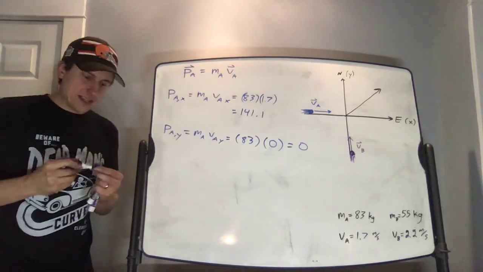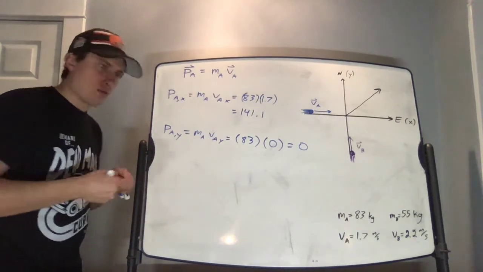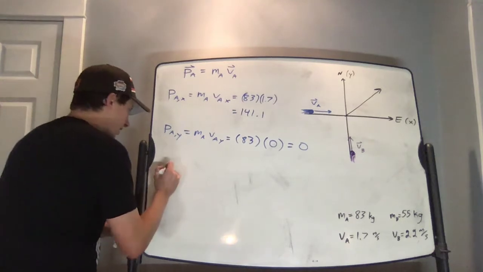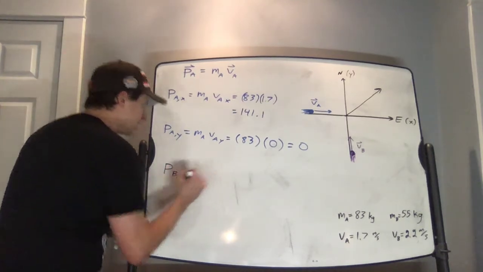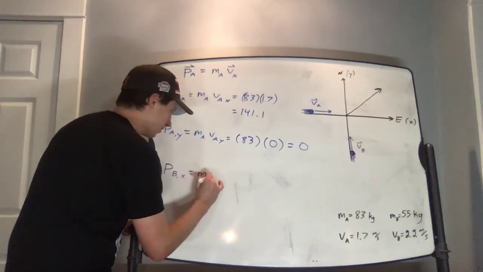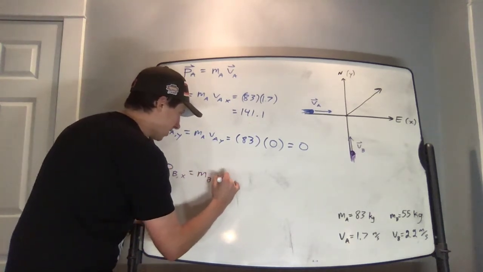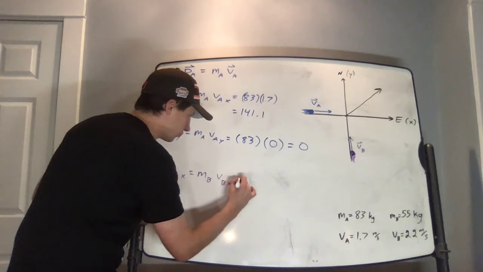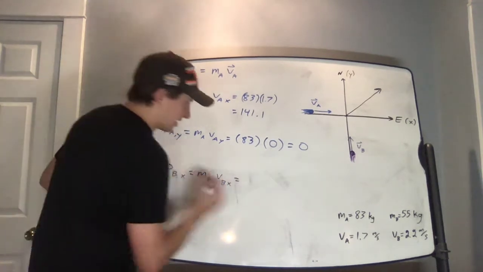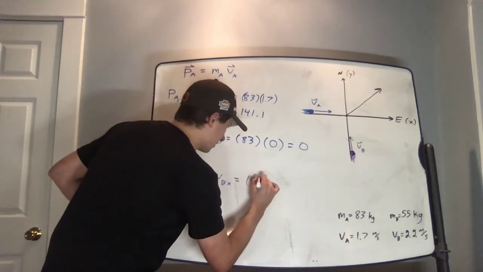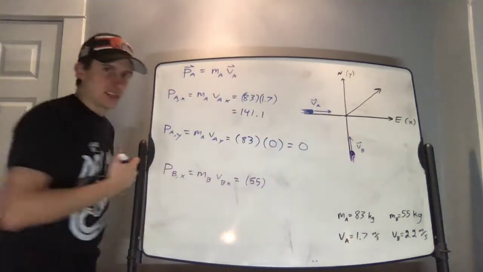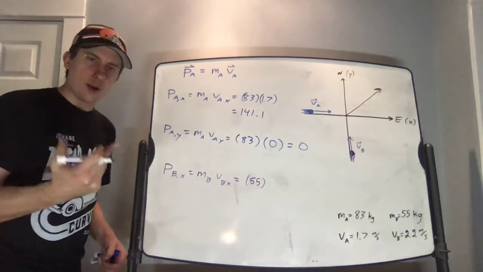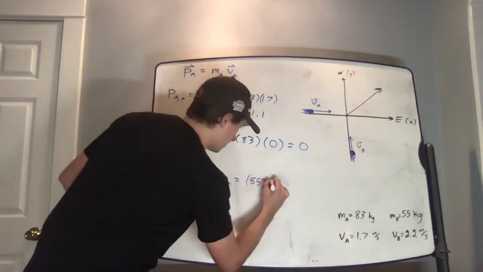I will do the exact same analysis for Barbara's momentum. So I could say the momentum of Barbara in the x direction is going to be the mass of Barbara times the velocity of Barbara in the x direction. Now, Barbara has a mass of 55 kilograms, and she is only moving to the north. So the x component of her velocity is going to be 0.